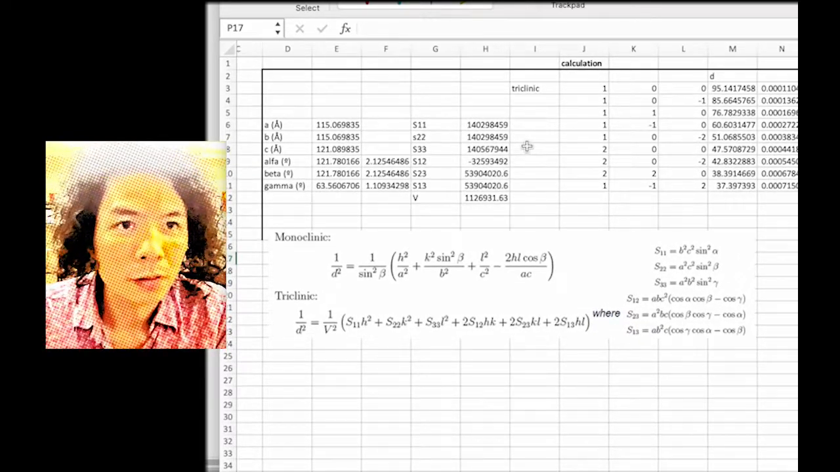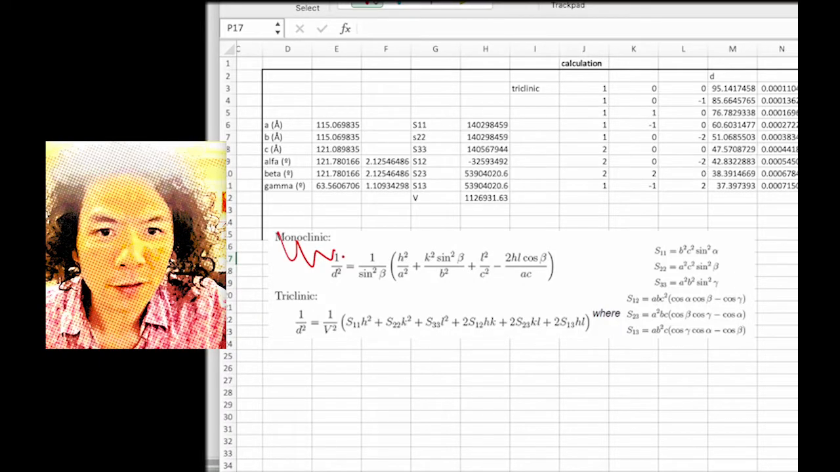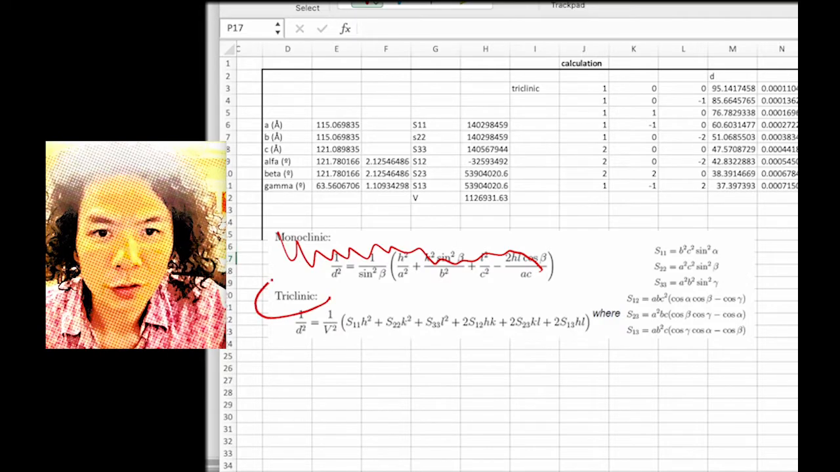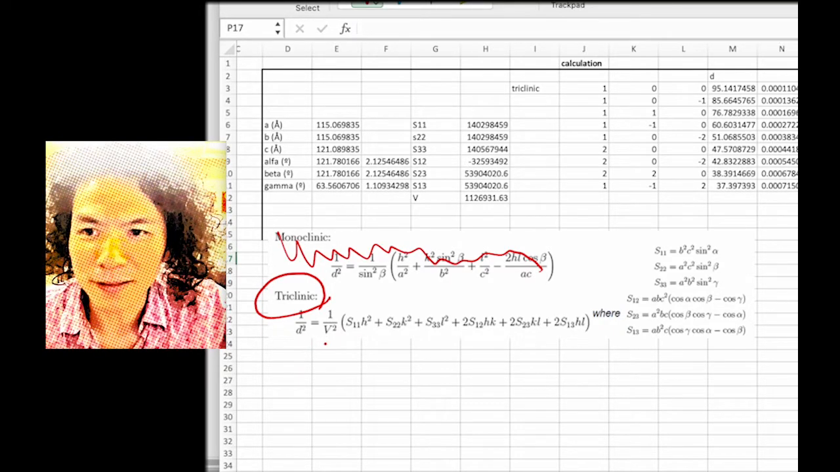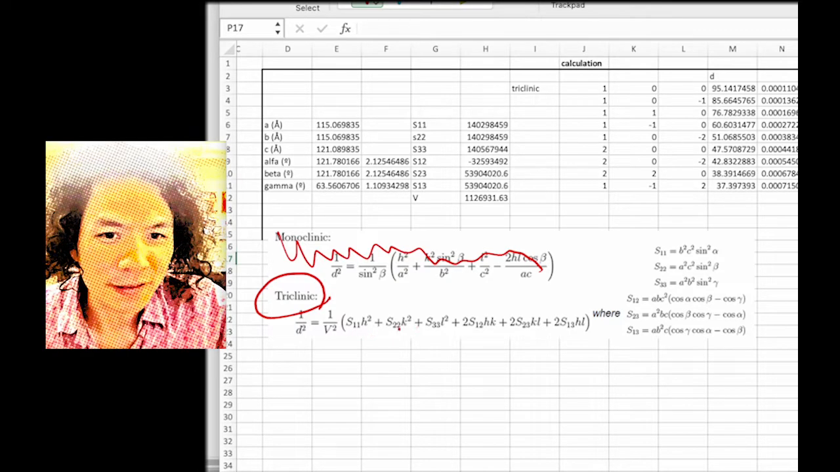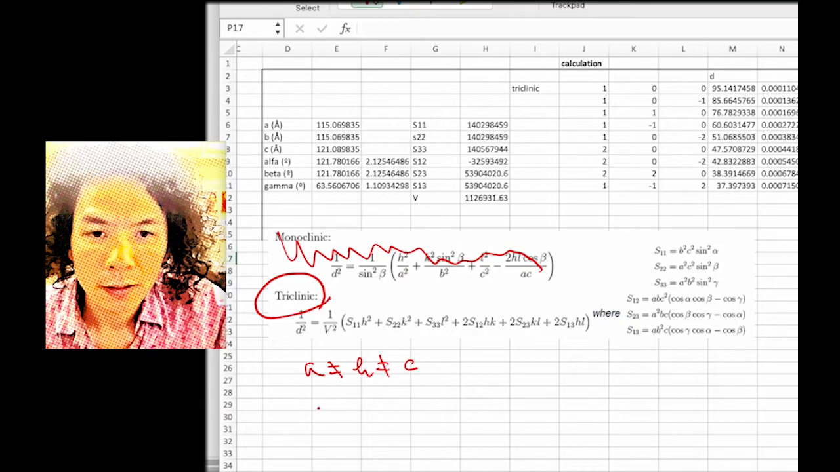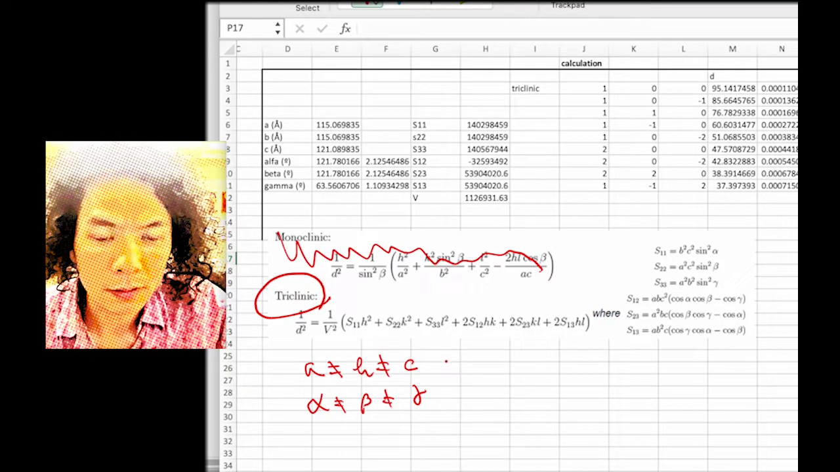Okay, so this is the calculation, and here I want to use a little more complicated structure. So here I use this triclinic structure, and in the triclinic, the equation to get the d-spacing for a triclinic unit cell is very complicated. You're gonna use this type of equation, and for the lattice constants for the triclinic structure, usually A not equal B not equal C, and alpha not equal beta not equal gamma. So this is the lattice constant, and this is the angle of the unit cell.